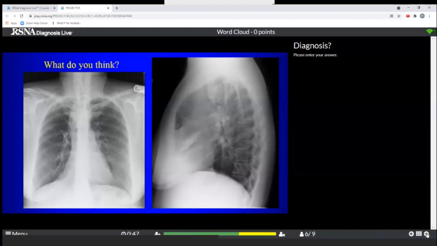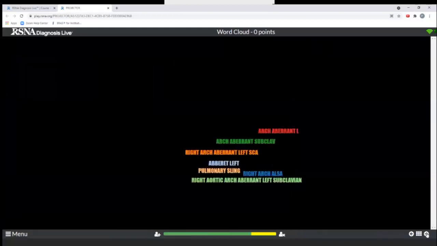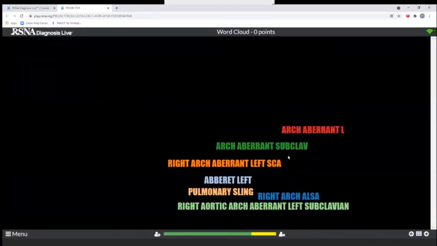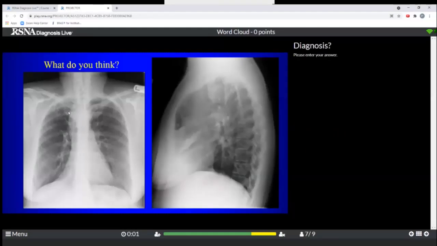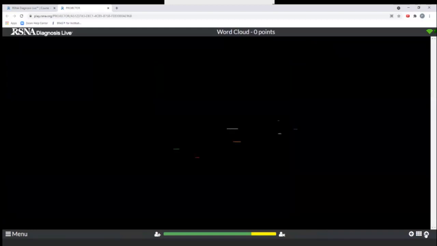What did we say here? Right, we do have an aberrant subclavian artery in this case, but where is the arch? It's a right aortic arch with an aberrant left subclavian. So look carefully on the frontal chest x-ray. You see this right paratracheal opacity this time. But again, we have this opacity there behind the trachea, so we're thinking of an aberrant subclavian.